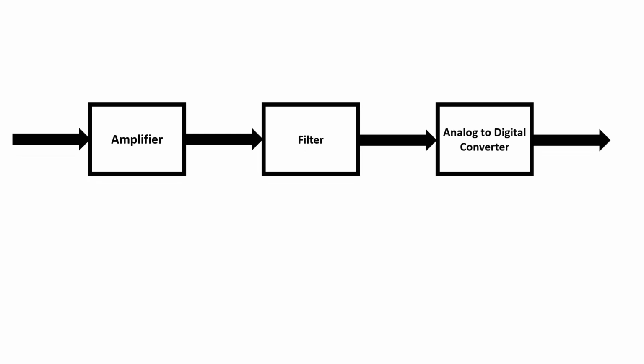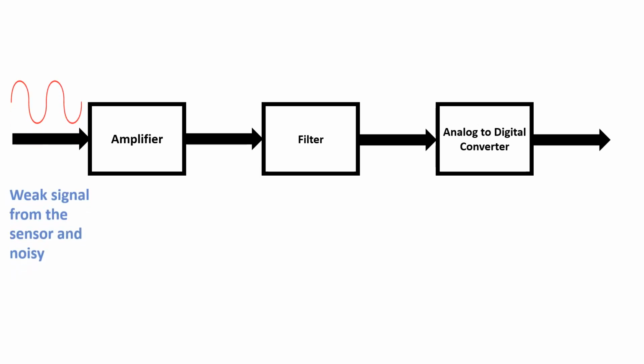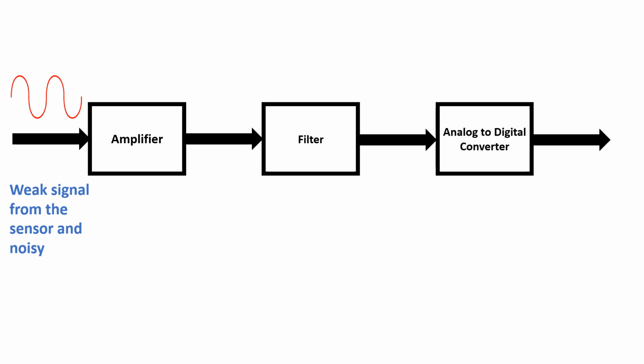Now let us jump to the real world of circuits. This is a block diagram of a very simple analog front end. The signal coming from a sensor is always very weak and noisy. By noisy, what we mean is there is some added noise to our signal from the environment near the sensor. So let us first look at the first block in the chain.